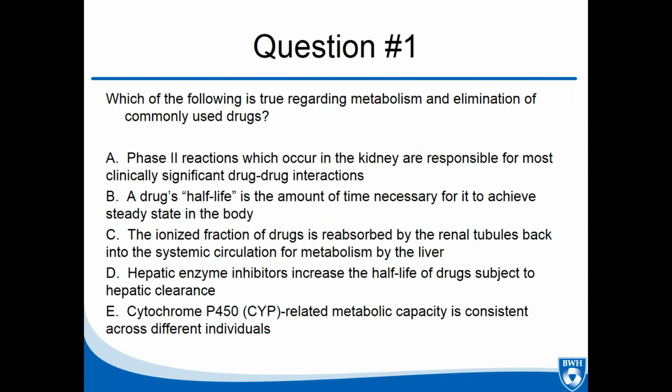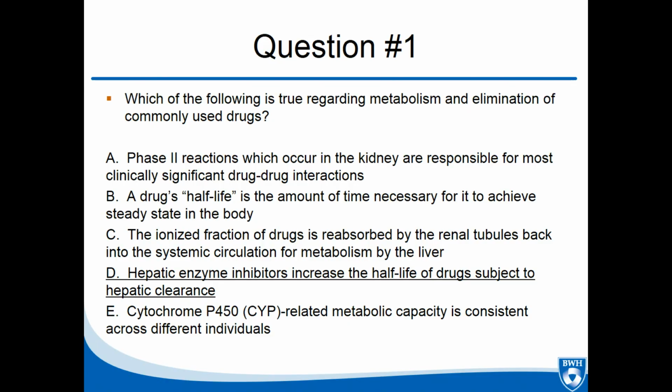Question number 1, which of the following is true regarding metabolism and elimination of commonly used drugs? A, phase 2 reactions which occur in the kidney are responsible for most clinically significant drug-drug interactions. B, a drug's half-life is the amount of time necessary for it to achieve steady state in the body. C, the ionized fraction of drugs is reabsorbed by the renal tubules back into the systemic circulation for metabolism by the liver. D, hepatic enzyme inhibitors increase the half-life of drugs subject to hepatic clearance. E, cytochrome P450 related metabolic capacity is consistent across different individuals.